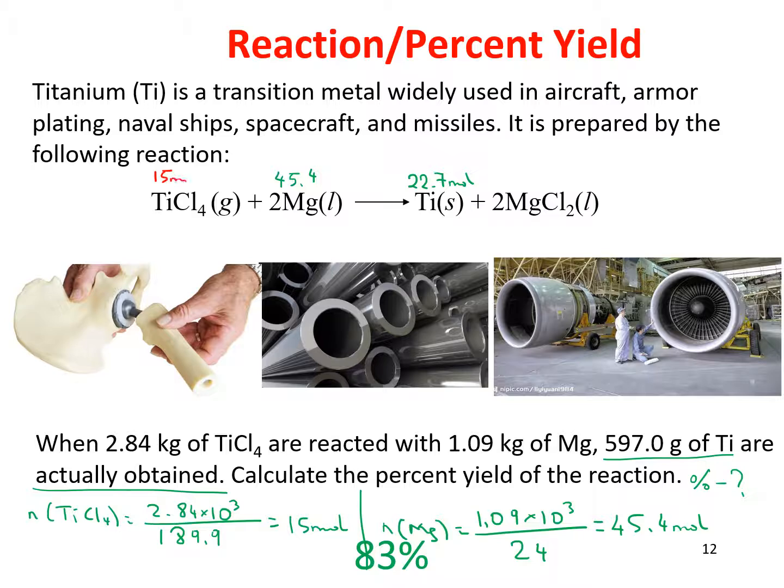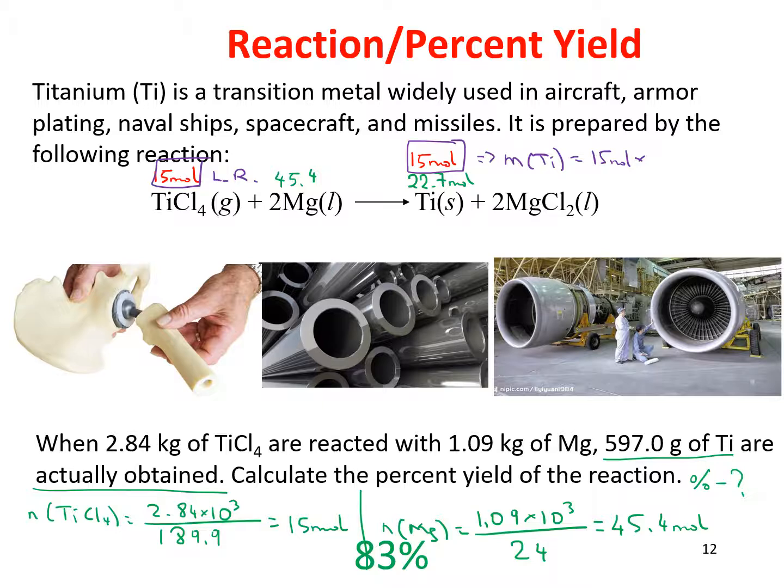But I've got to also check this one. Titanium chloride is 15 and the ratio is 1:1, so titanium chloride is going to produce 15 moles. Therefore, because it is producing less, it is actually the limiting reactant. This right here is the limiting reactant. So 15 moles is the theoretical yield. I only need to convert this to mass.